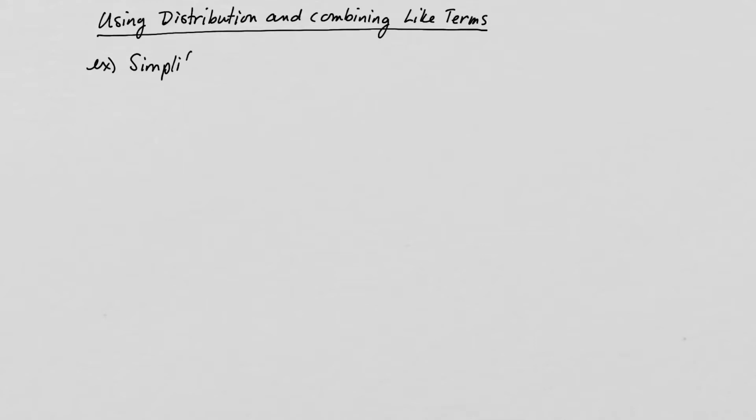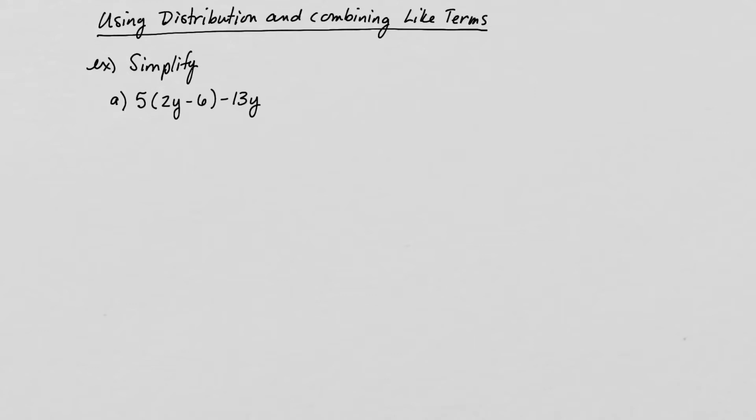For example, we're going to see the word simplify. Basically, simplify means to try to break down the problem as much as you can. So we're going to try to get rid of parentheses and combine the like terms. The first one we're going to do here is 5 times 2y minus 6 minus 13y.